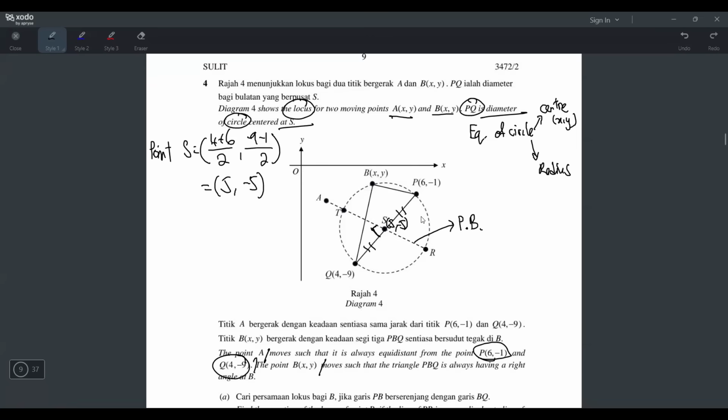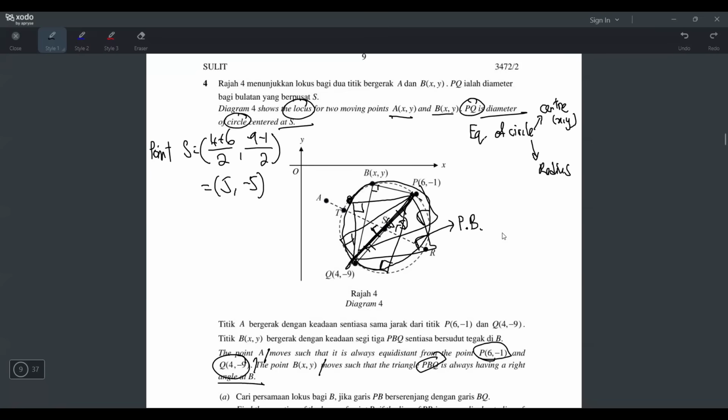Point B (x, y), B is this one, moves such that the triangle PBQ always has a right angle at B. It means point B will move along this circle and it will always form a right angle at B. So this one is the diameter, so it will move along here. Let's say it moves until here, and then you draw a line like this. The triangle is still 90 degrees. If you move until here, it's still 90. You move until here, it's still 90.